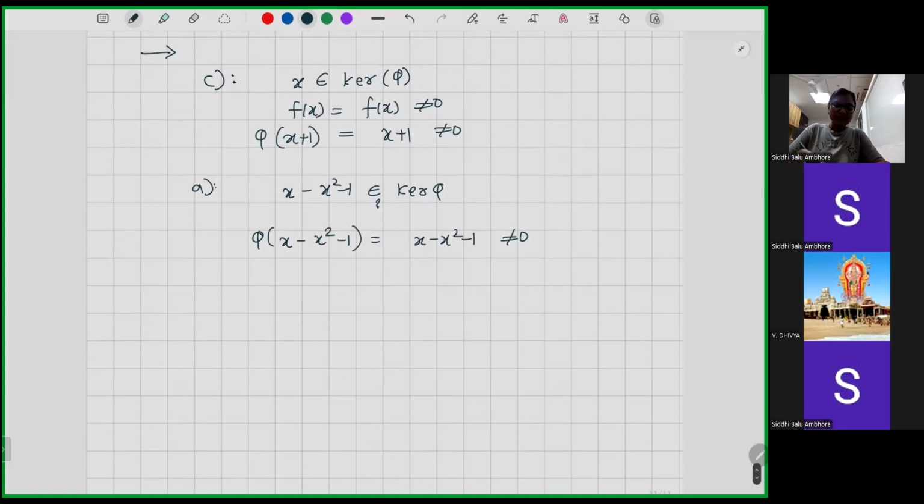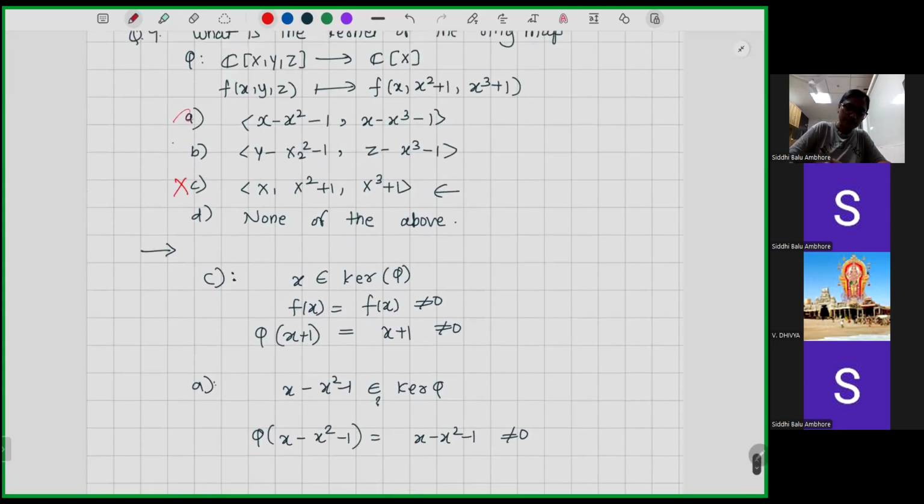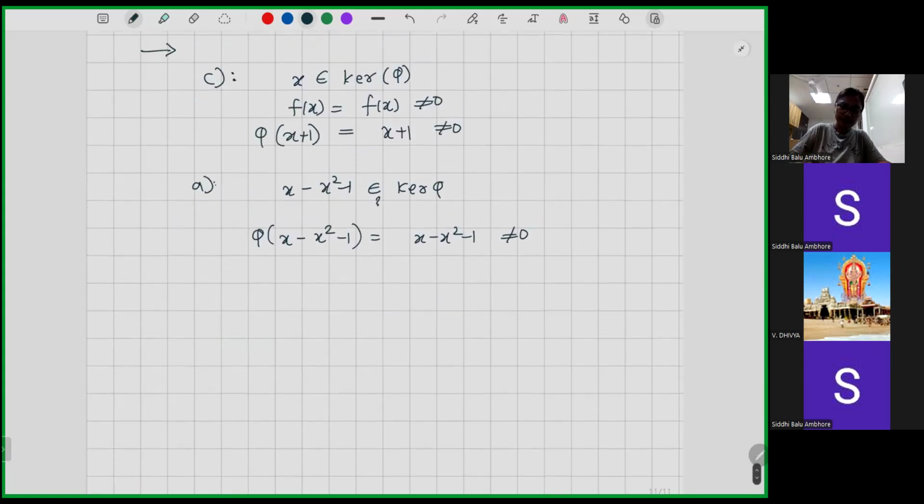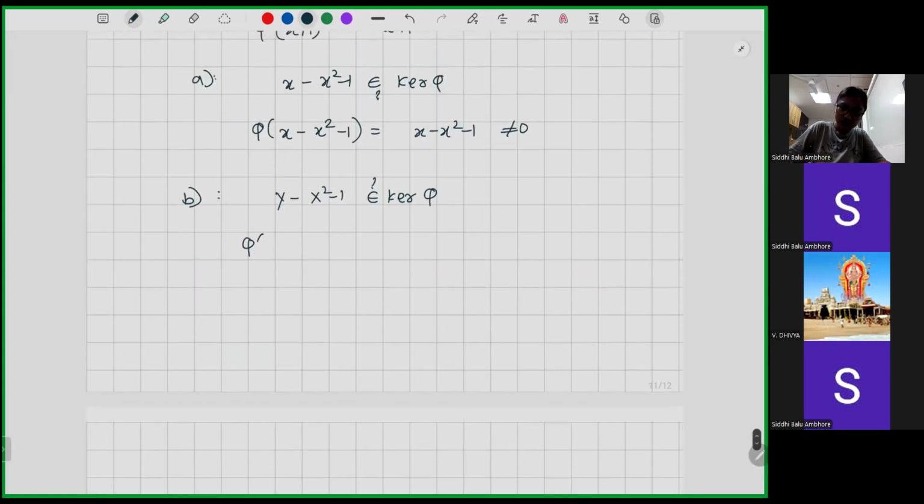So this is also not my kernel. Okay, so now the B part. B has this term y minus x square minus 1. We have to check whether this belongs to the kernel of phi. Let us calculate phi of this y minus x square minus 1. But what is this? This is phi of y minus phi of x square plus 1, right?